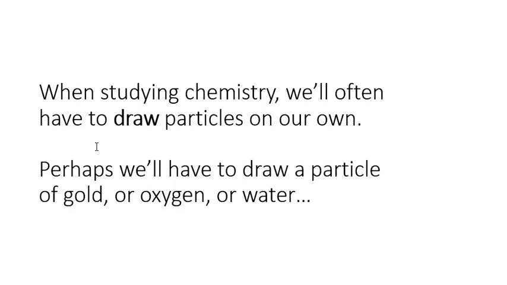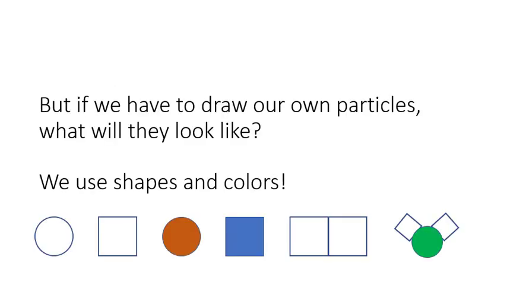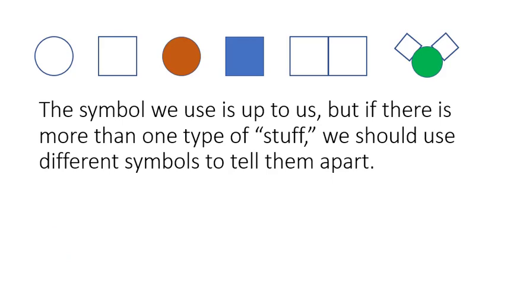When studying chemistry, we'll often have to draw particles on our own. Perhaps we'll have to draw a particle of gold, or oxygen, or water. But if we have to draw our own particles, what will they look like? We are going to use shapes and colors. The symbol we use is up to us, but if there is more than one type of stuff, we should make sure to use different symbols to tell them apart.